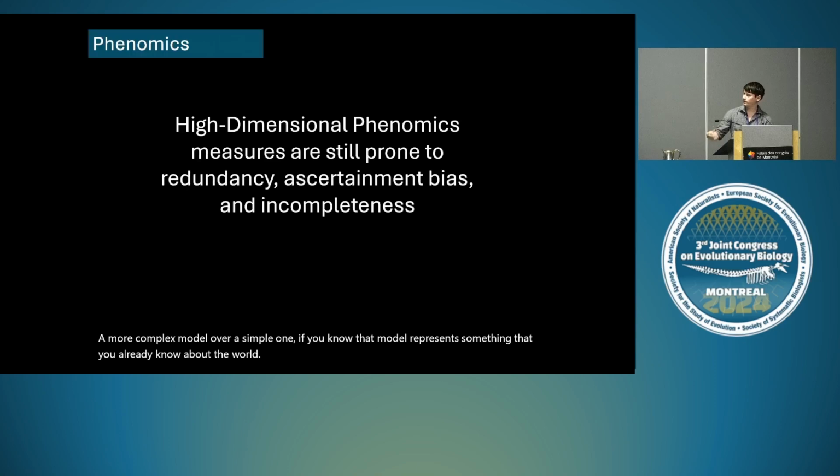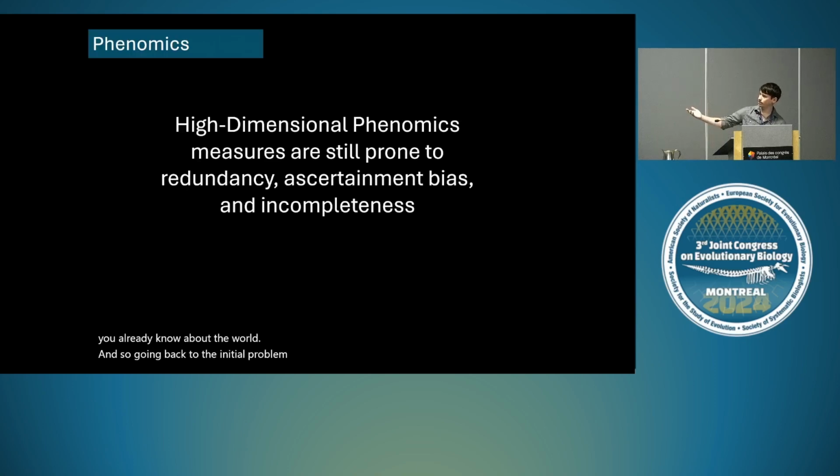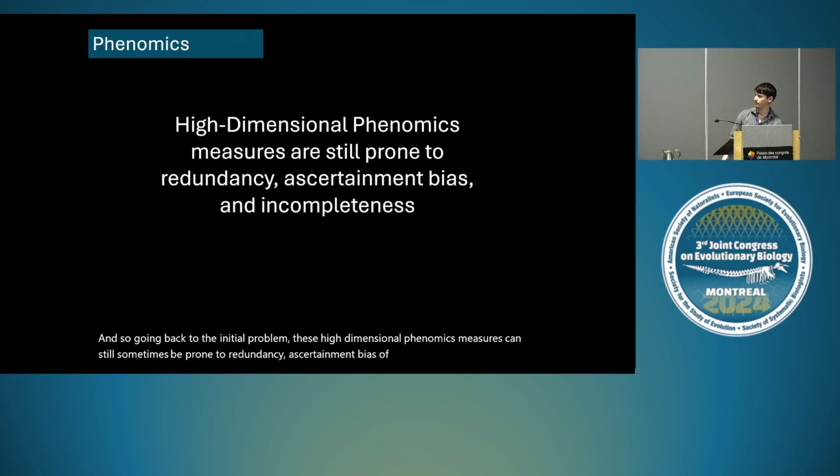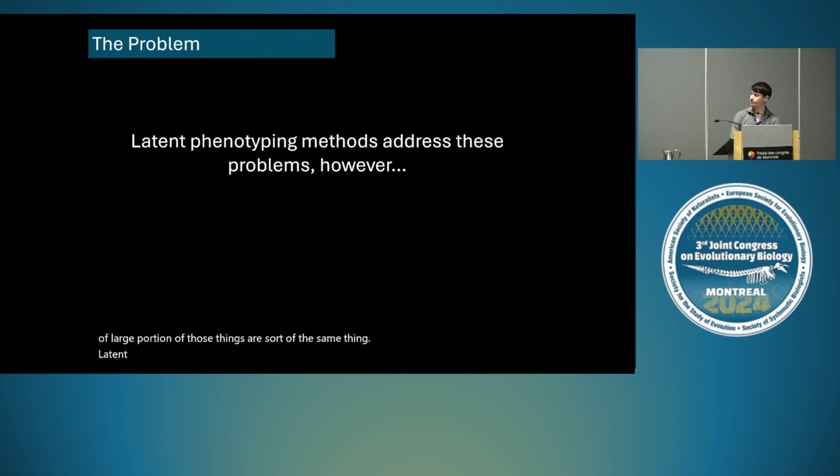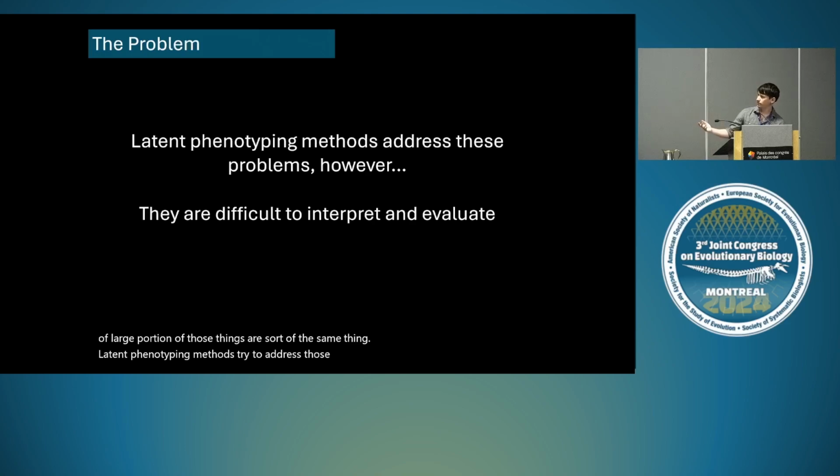And so going back to the initial problem, these high-dimensional phenomics measures can still sometimes be prone to redundancy, ascertainment bias of us repeatedly measuring things we think are cool, and incompleteness, because we measure a bunch of things, but a large portion of those things are sort of the same thing. These latent phenotyping methods try to address those problems, but they're really difficult to interpret, and they're difficult to evaluate. If I don't know what this is doing, how do I tell if it's doing it right?